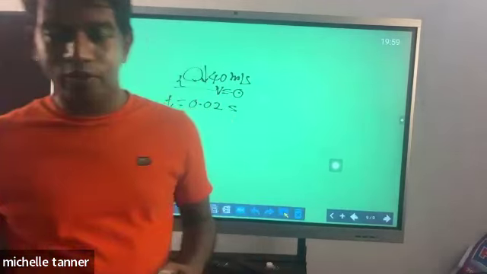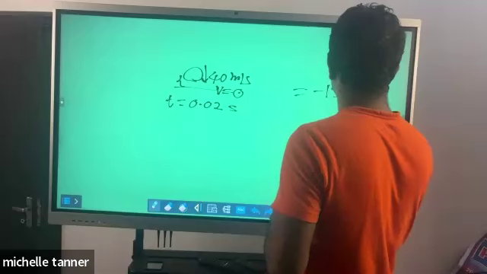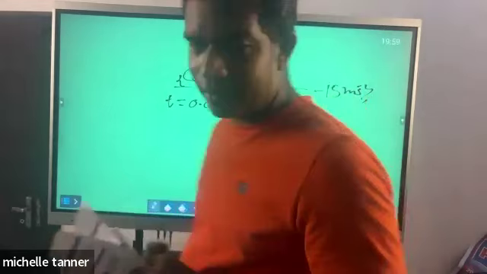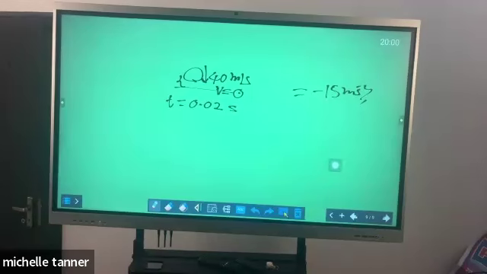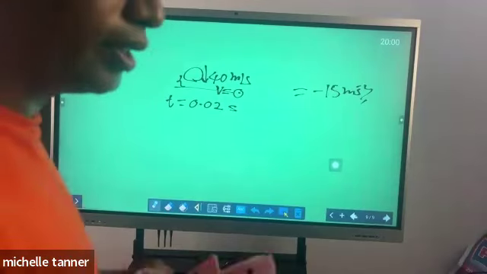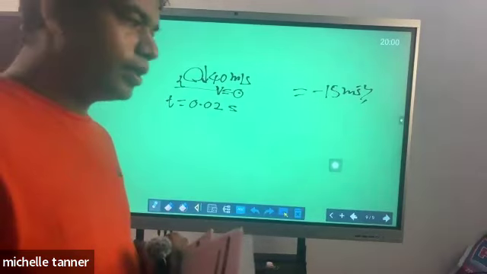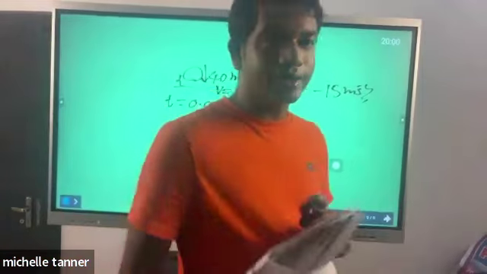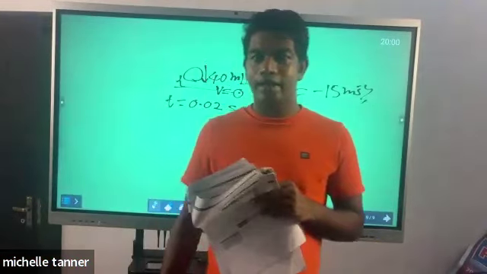In the previous question also, you can write like this. The previous answer is minus 15. In the previous example, the acceleration is a negative value, therefore it has deceleration. That's the important thing. Remember that negative acceleration equals deceleration.